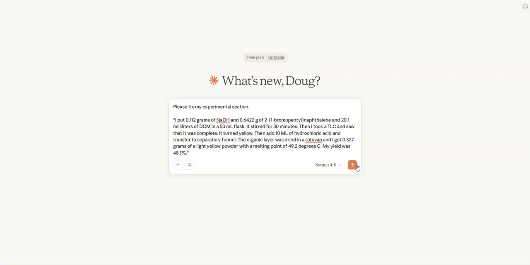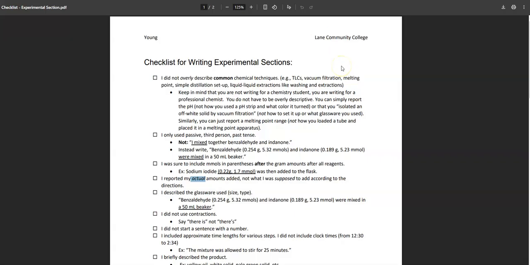So what I'm going to do is give it more guidance. I'm going to do that by uploading a checklist that I wrote of things that really need to be in your experimental section. What do you have to have? It's something that I wrote for students a while ago. It points out things like you don't have to overly describe common chemical techniques. You don't have to describe a vacuum filtration much. You just assume chemists know it. So you can just say isolated by vacuum filtration instead of, I set up a Buchner funnel and a rubber adapter and a sidearm flask and I clamped it. You don't have to go into all that detail, for example.